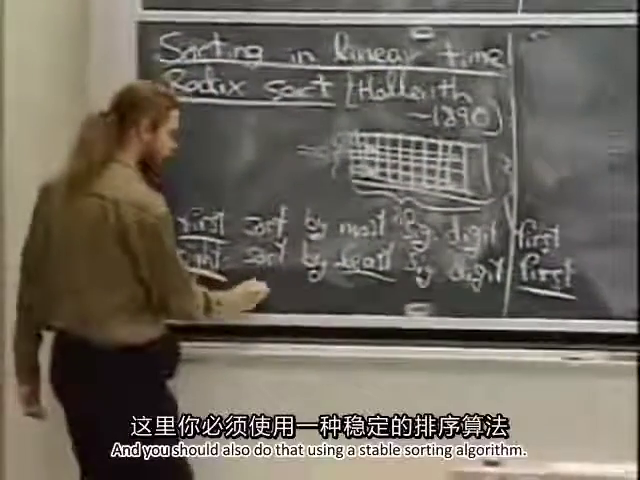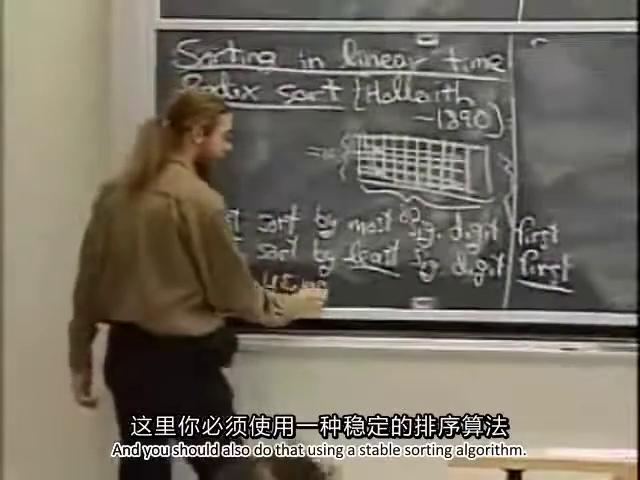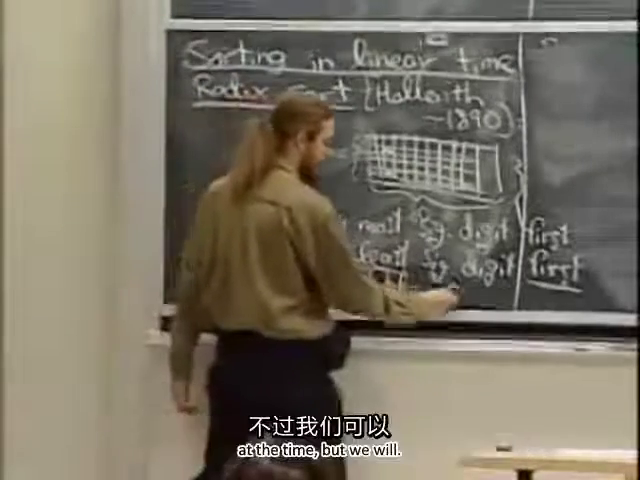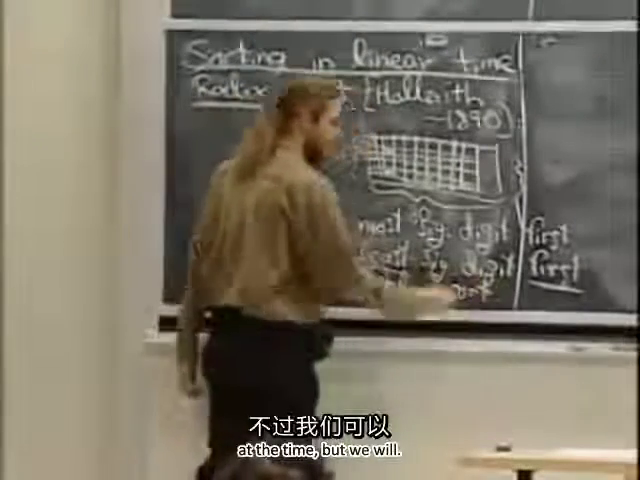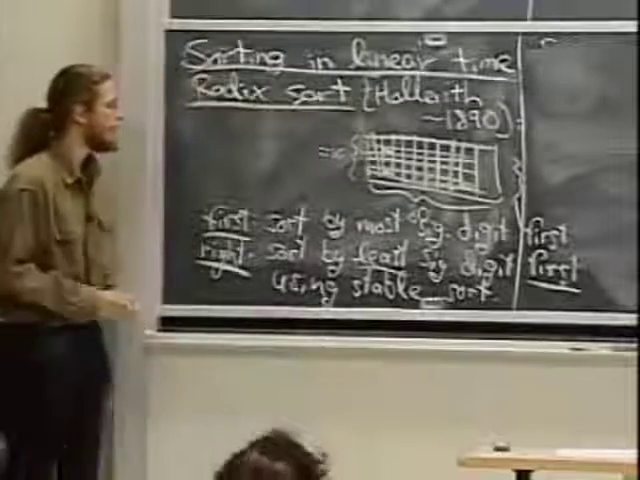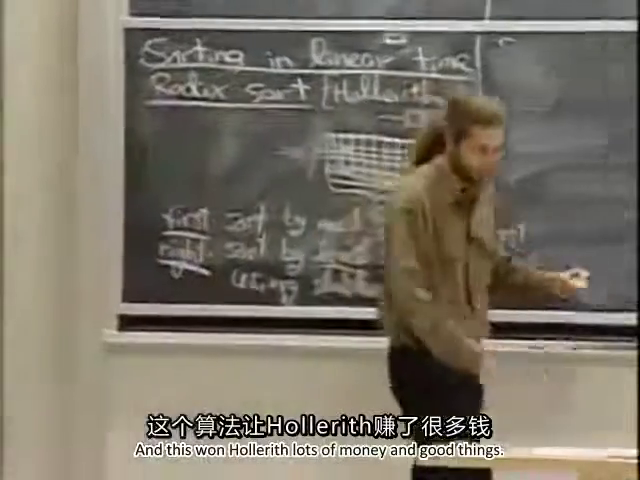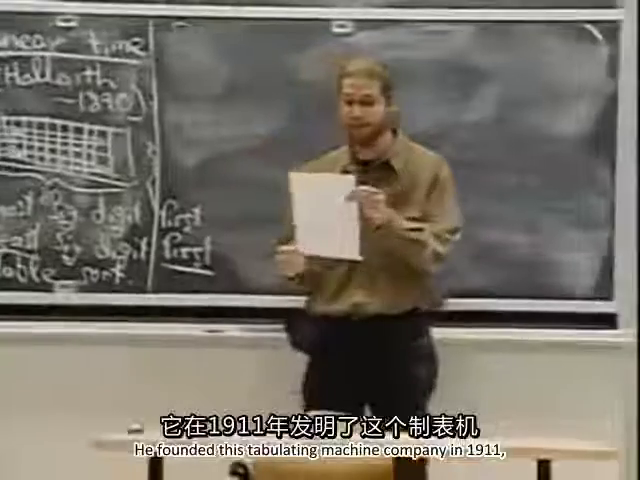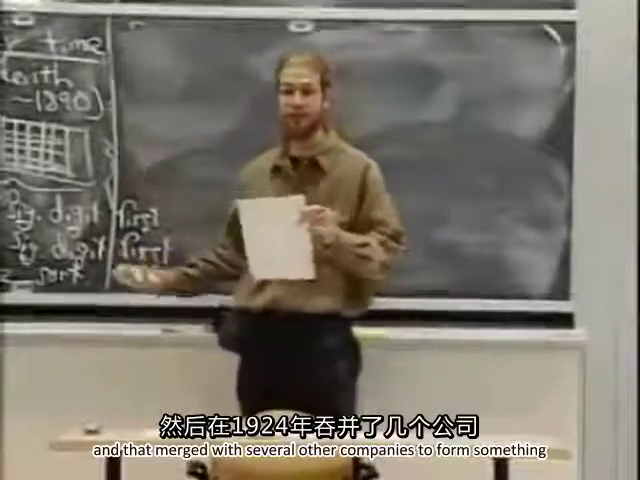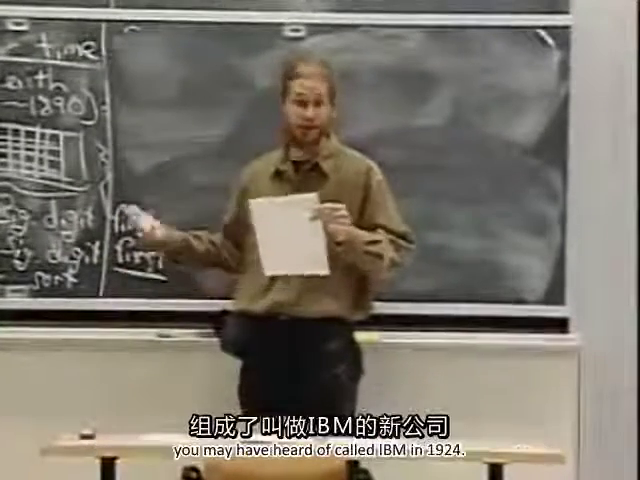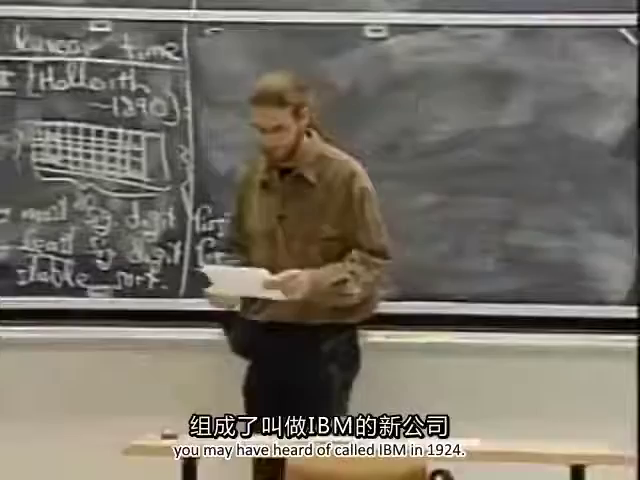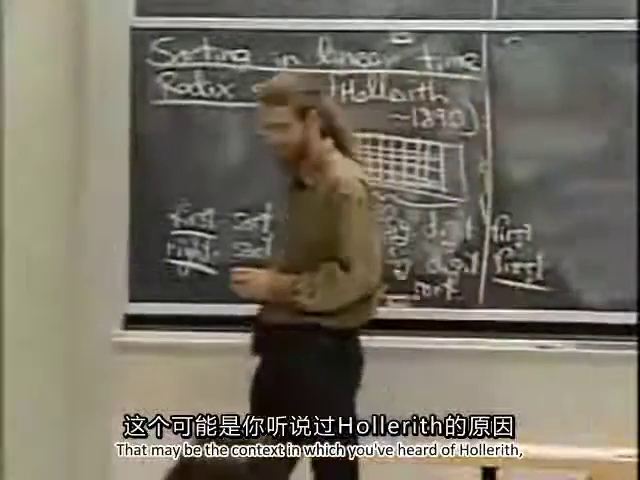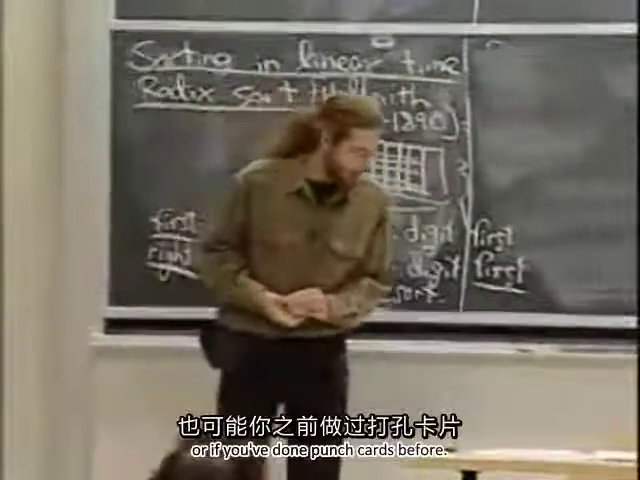And you should also do that using a stable sorting algorithm. Now, Hollerith probably didn't call it a stable sorting algorithm at the time, but we will. And this won Hollerith lots of money and good things. He founded this tabulating machine company in 1911, and that merged with several other companies to form something you may have heard of called IBM in 1924. Okay, so that's maybe the context in which you've heard of Hollerith, or if you've done punch cards before.